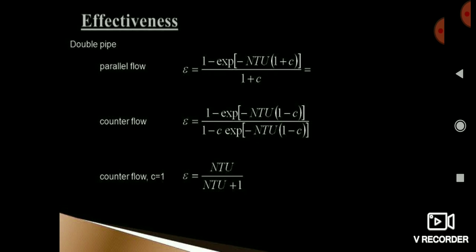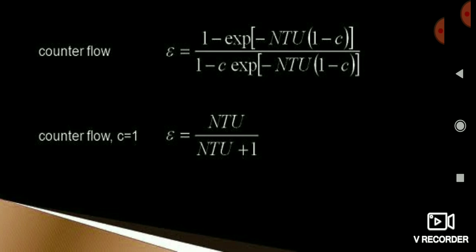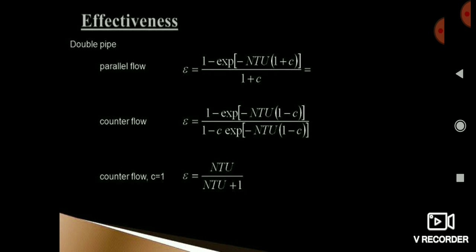Friends, when you put the C value in the counter flow equation, you have to apply the concept of limit, meaning L'Hospital rule. I think all of you know that in L'Hospital rule we simply differentiate the numerator and differentiate the denominator, and after that we put the limit and we get the answer. Similarly, for putting c equal to 1 in the first equation, you can apply L'Hospital rule, and then you get the value NTU divided by 1 plus NTU.